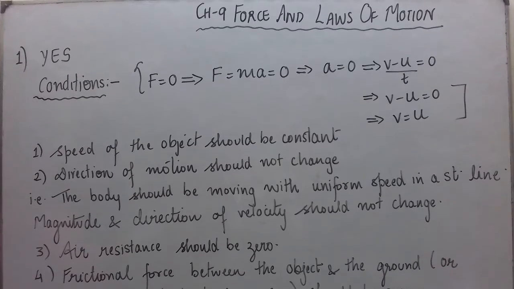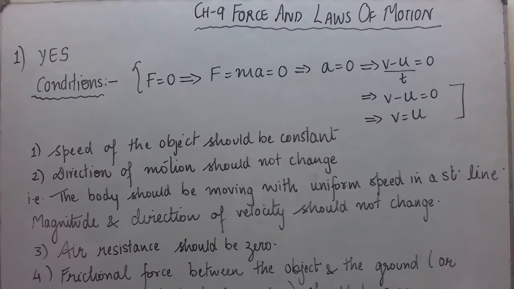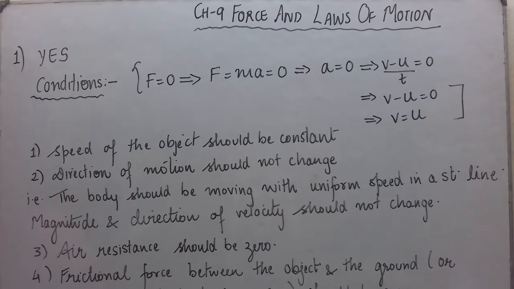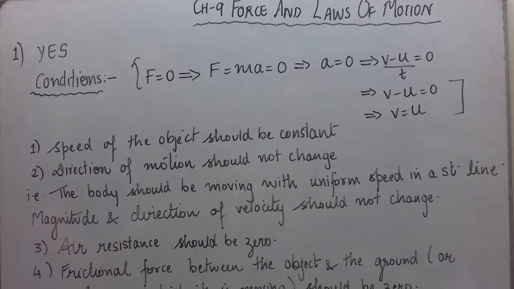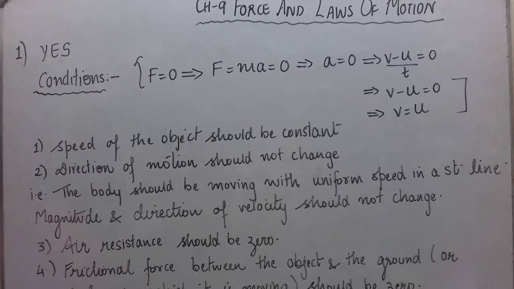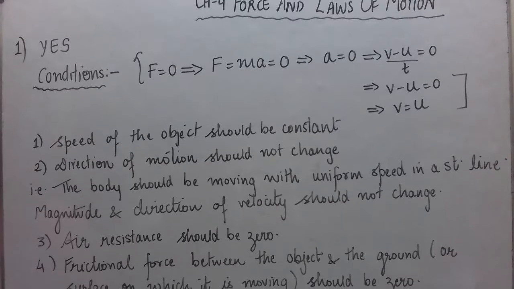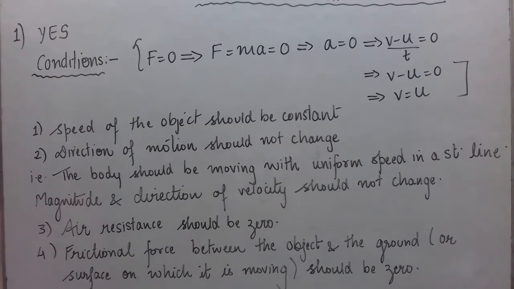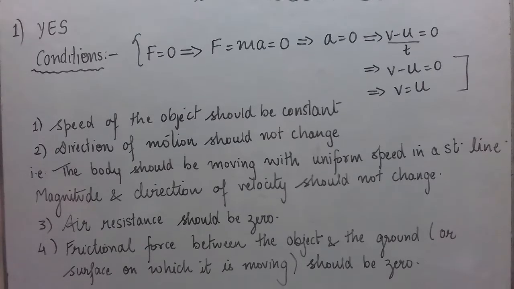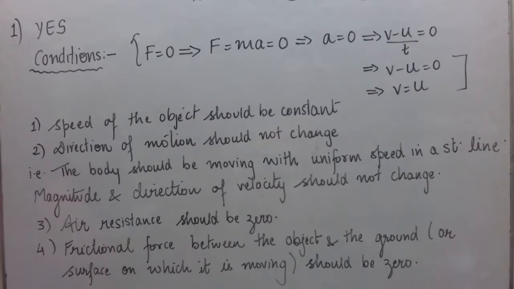An object experiences a net zero external unbalanced force. Is it possible for the object to be traveling with a non-zero velocity? If yes, state the conditions that must be placed on the magnitude and direction of the velocity. If no, provide a reason. Okay, so you should first read the question properly, understand it, and then try to give the answer to it.